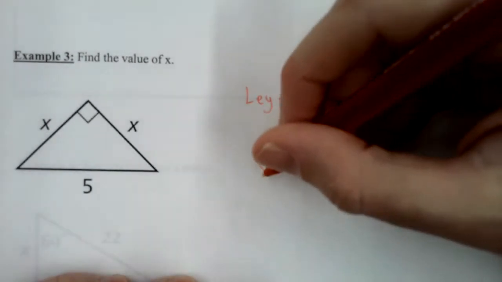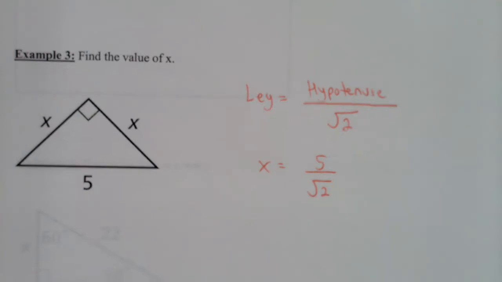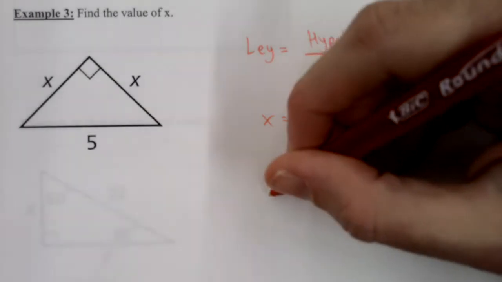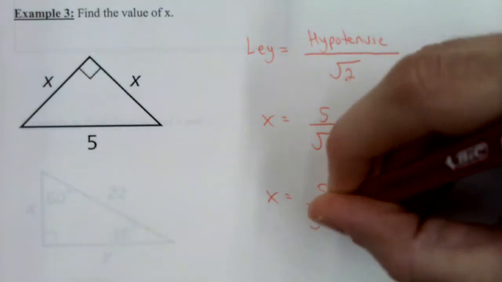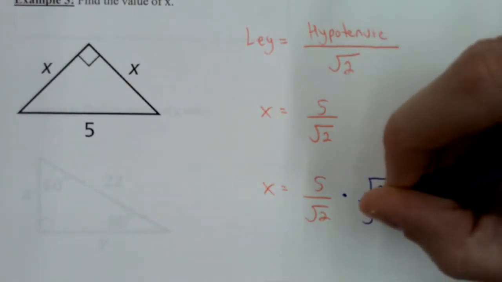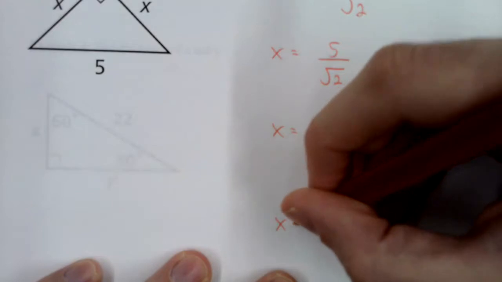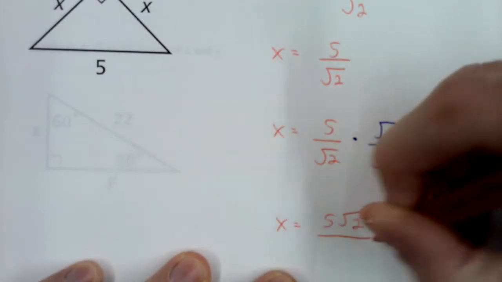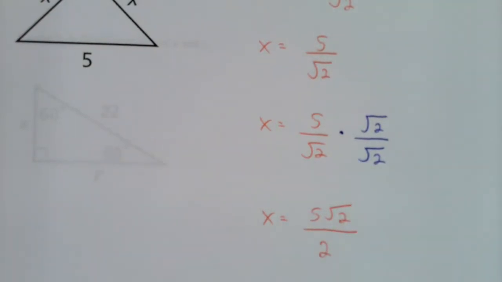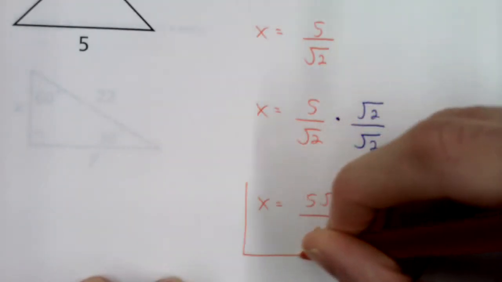So in this case, the leg x equals hypotenuse 5 divided by the square root of 2. But remember, you cannot leave a square root in the denominator. So you have to rationalize. What you have to do is multiply by square root of 2 over square root of 2. So it gives me the following. In the numerator, I have 5 square root of 2. In my denominator, square root of 2 times square root of 2. We just talked about this. That equals 2. Just double check to see if you can simplify 5 over 2. And you cannot, so just leave it like that.